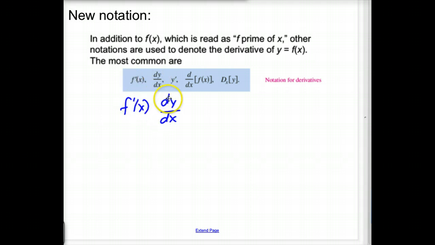So f prime of x, or we say this is dy dx. It's one thing, it's not dy divided by dx, it's just dy dx. Y prime is another common one. And then d, and then we might put a function in here.